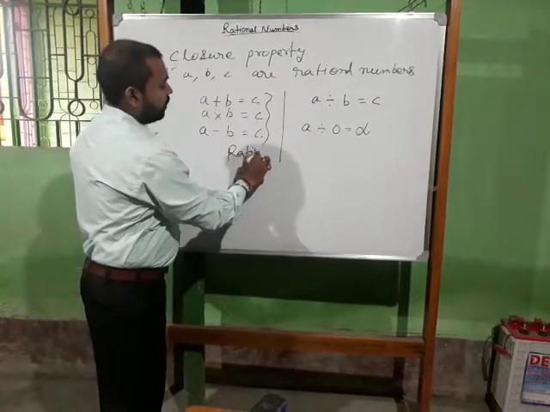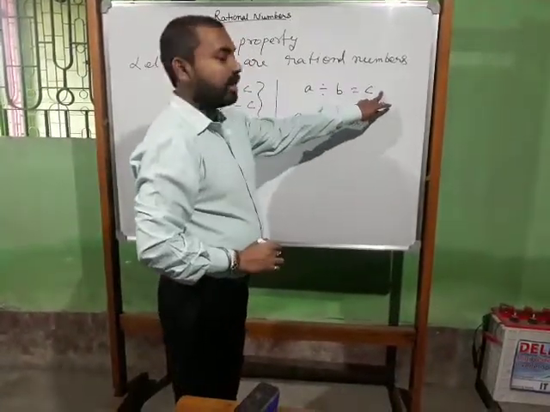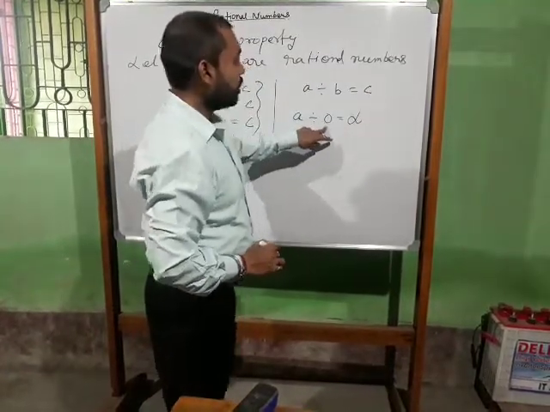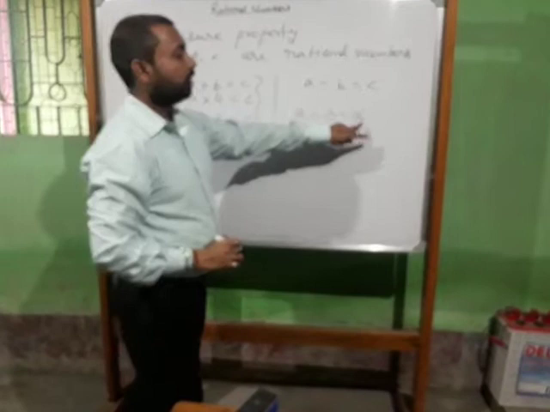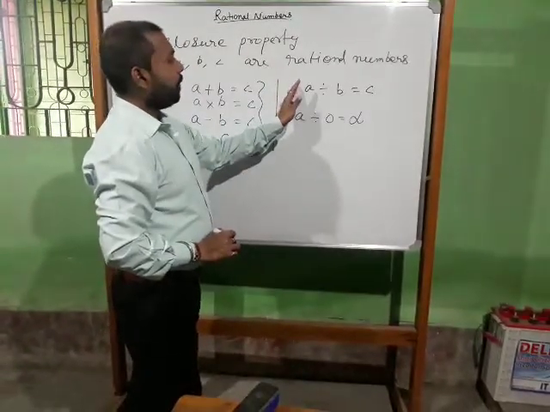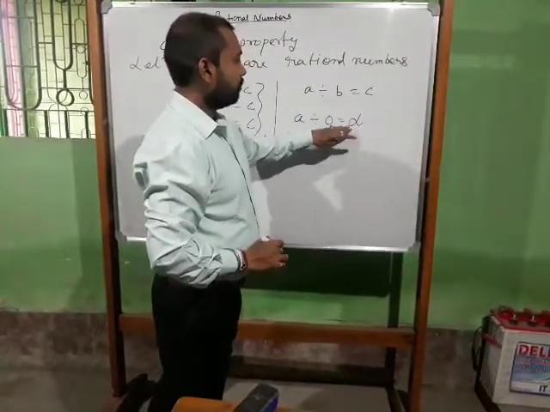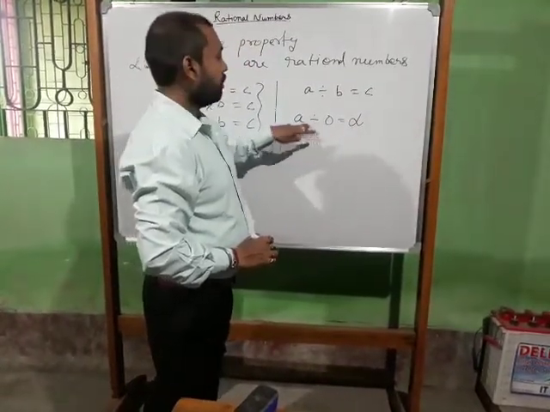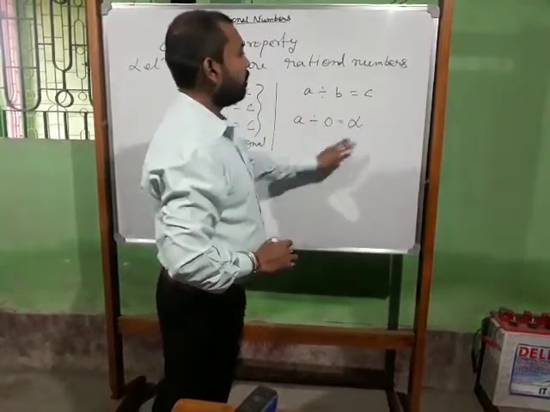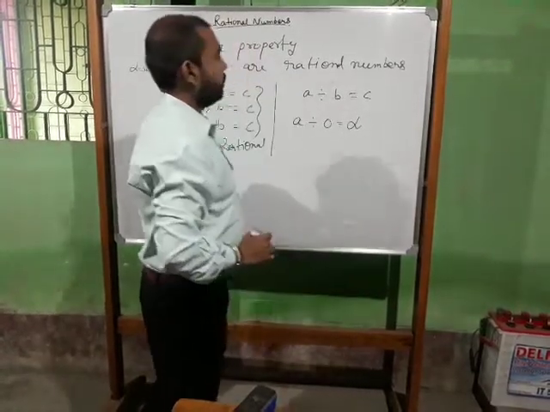In some cases, if you divide you will get a rational number, but in some cases, dividing by 0, it is undefined. So closure property is not applicable for division, because A divided by 0 is undefined. For this reason, closure property is not associated with division of rational numbers.